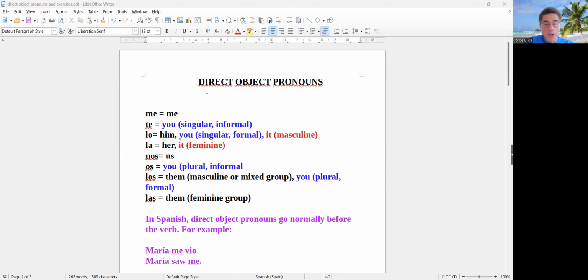La is her, but it can also be it feminine. I'm going to stick to the verb ver. So I saw it. And if I'm talking about the table, it is "la vi".